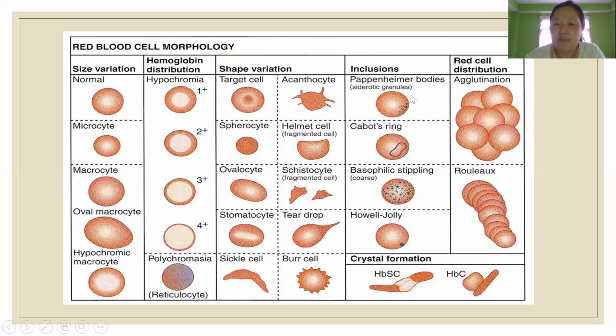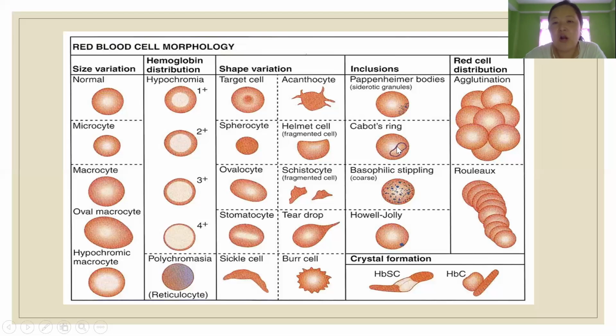Then inclusions: Pappenheimer bodies, Cabot ring, basophilic stippling, Howell-Jolly bodies. In case of red cell distribution, with agglutination it will look like this, and you have seen this when you do blood grouping. And if one RBC is overlapping another, then it is called rouleaux formation.